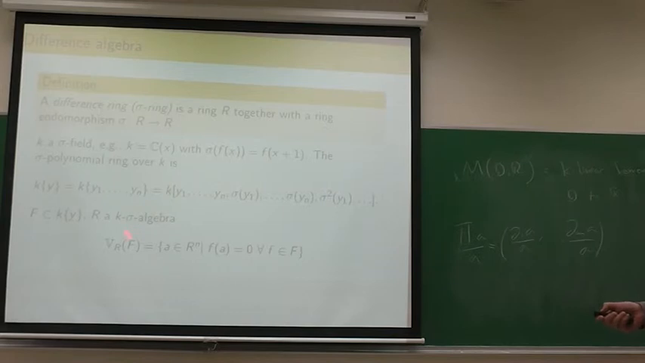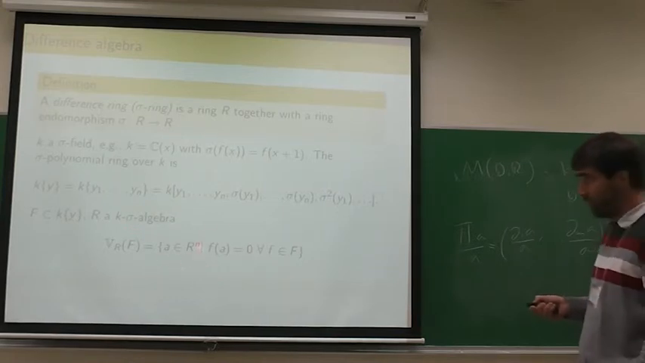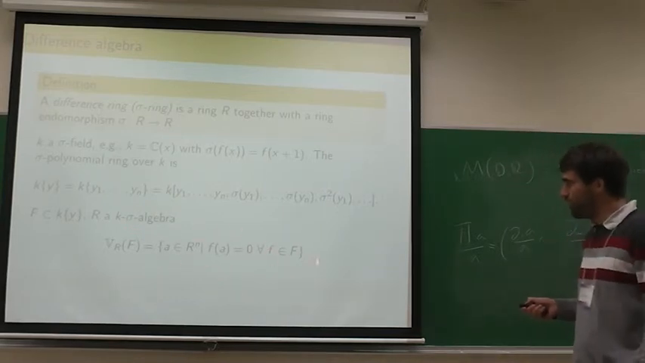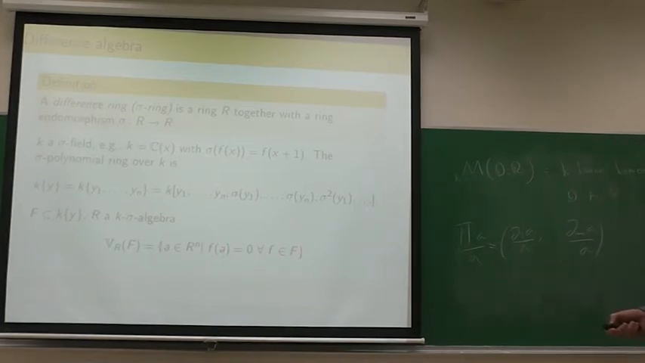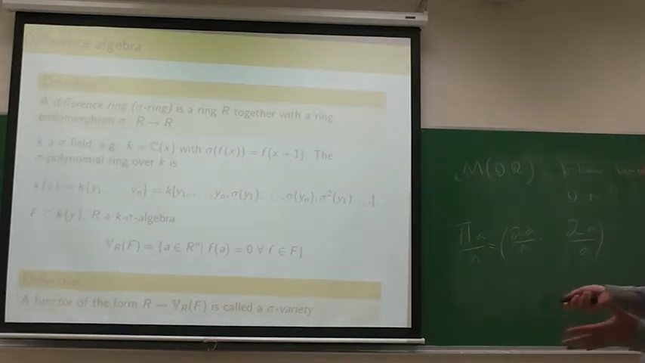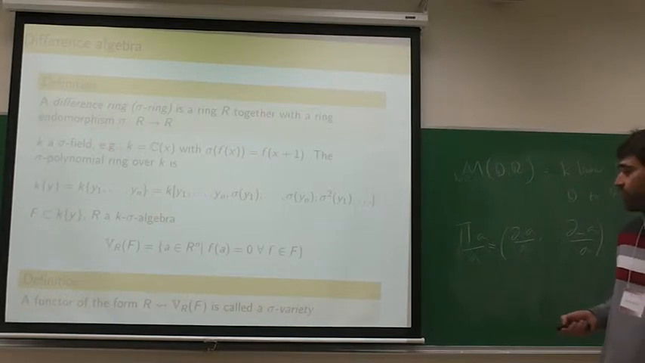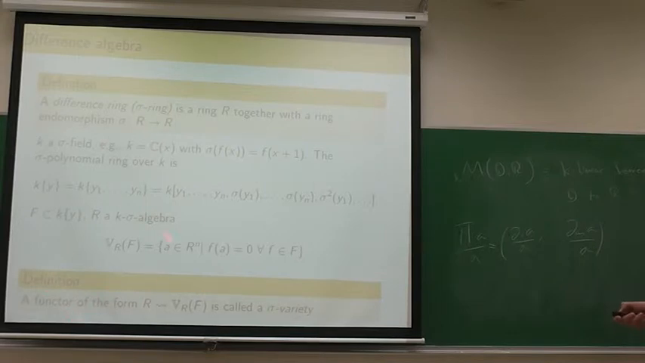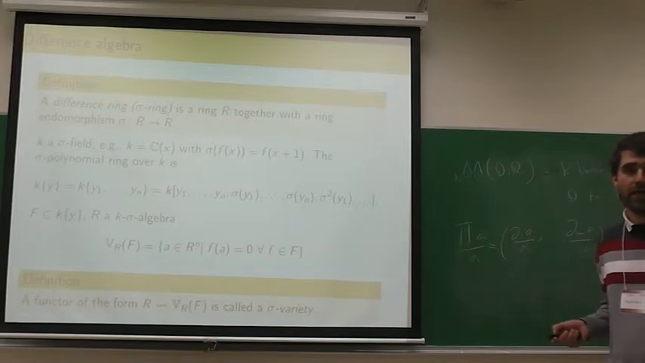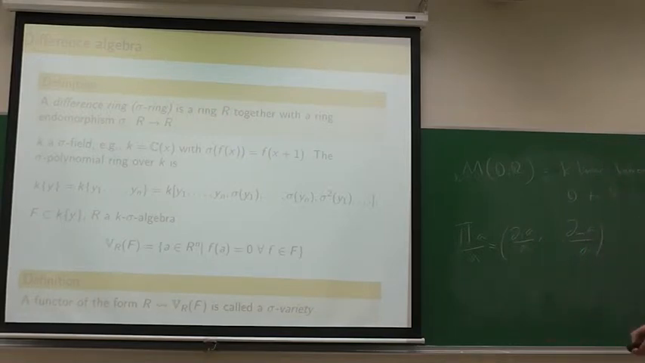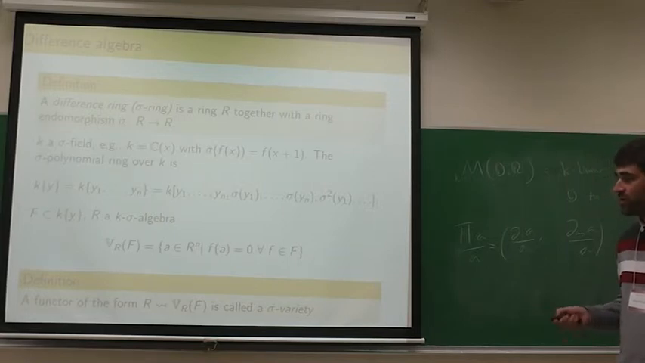The solutions are just all points in affine space over R such that all elements vanish on these points. Essentially, a difference variety is the set of solutions of such a system of algebraic difference equations. From a formal point of view, you can say that it's a functor from the category of K-sigma algebras to the category of sets, which is of this form. A morphism of difference varieties is then just a morphism of functors. But essentially, that just means it's a map given by difference polynomials.